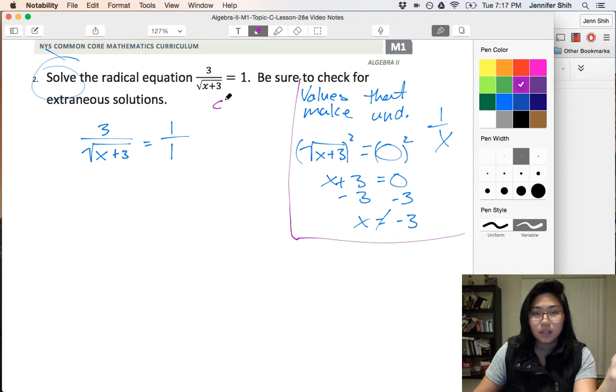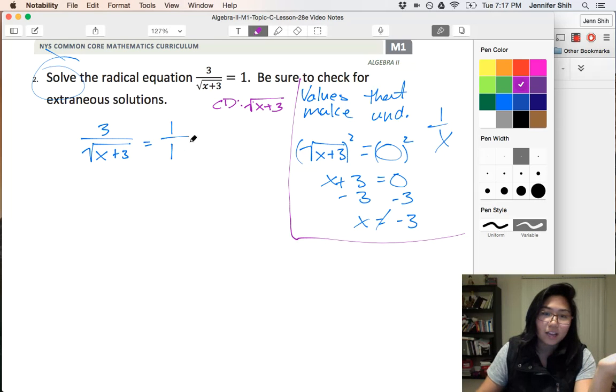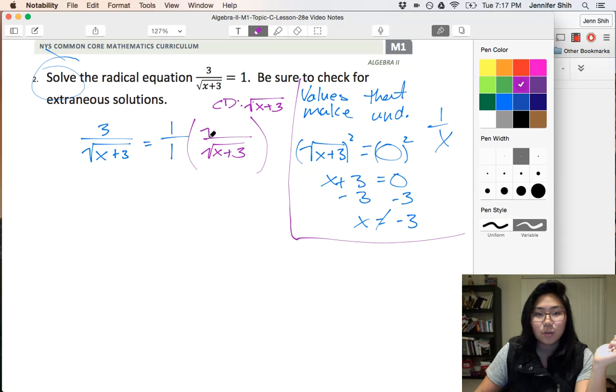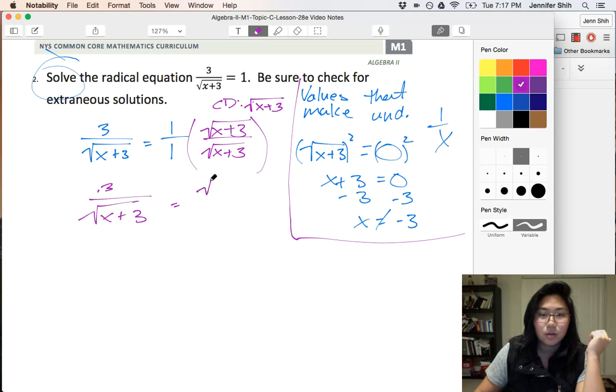Now let's solve this. We need a common denominator, which is going to be square root of x plus 3 times 1, but I'm simplifying it to the square root of x plus 3. So this already has that common denominator, and then this side of the equation is missing the common denominator. So I have x plus 3 root x plus 3. When I do the bottom, I have to do the top. So now I have 3 over square root of x plus 3 is equal to square root of x plus 3 over the square root of x plus 3.